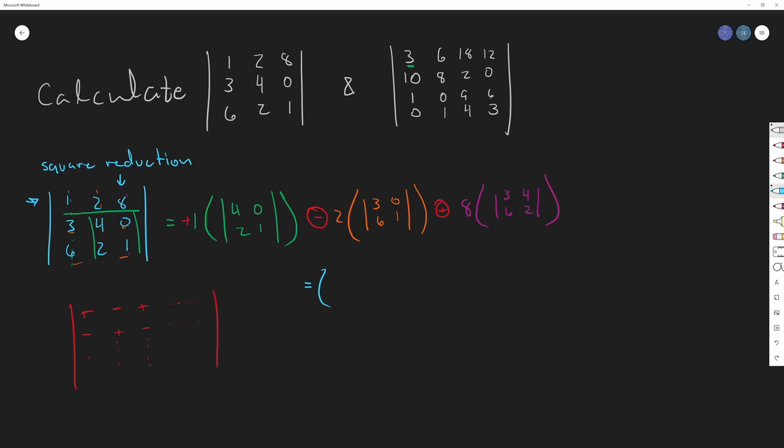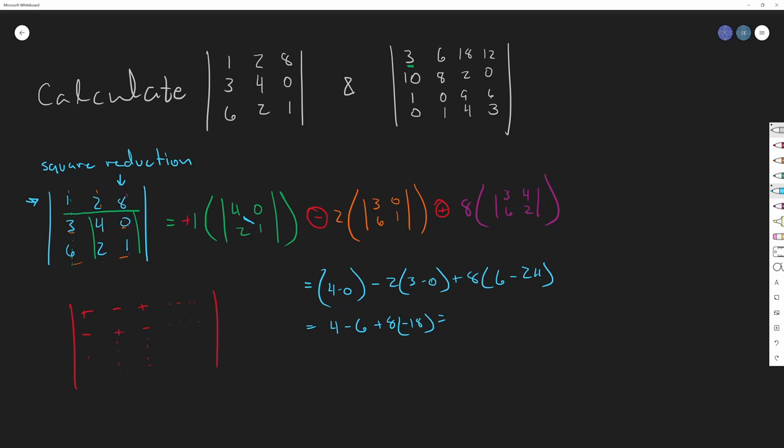And then the determinant of a 2 by 2, if you recall how to solve it, it's just multiplying and then subtracting. So it'll be 4 times 1, which is 4, minus 0, and then minus 2 times 3 times 1, which is just 3, minus, again, 0. And then plus 8 times 3 times 2 is 6, minus 6 times 4 is 24. And then what we get is 4 minus 2 times 3 is 6, and then plus 8 times 6 minus 24, that is negative 18.